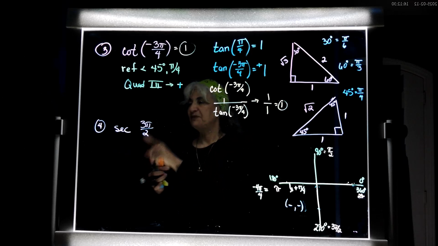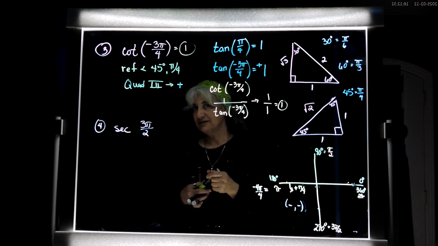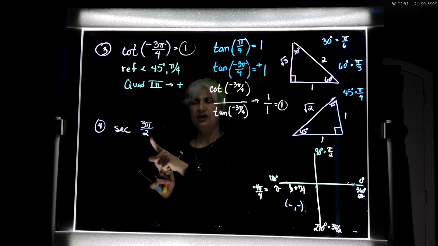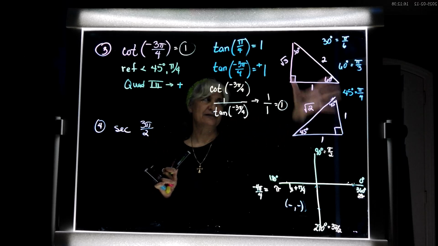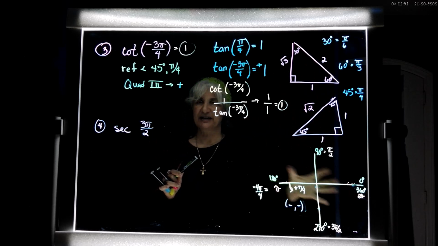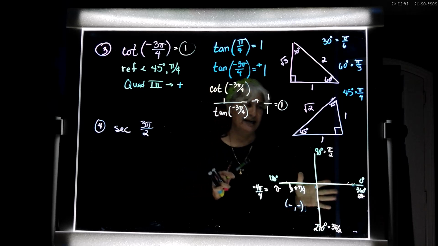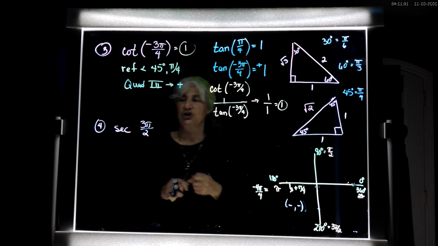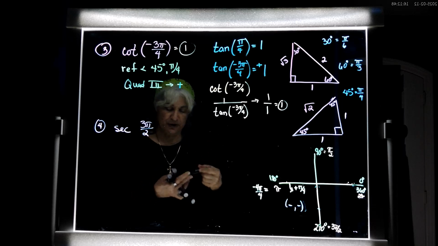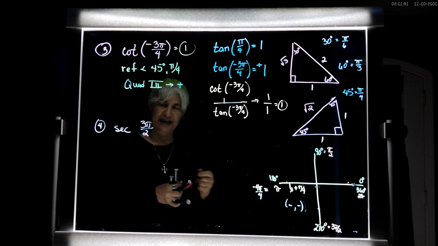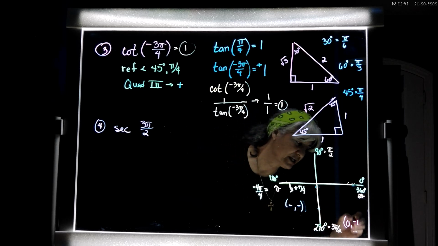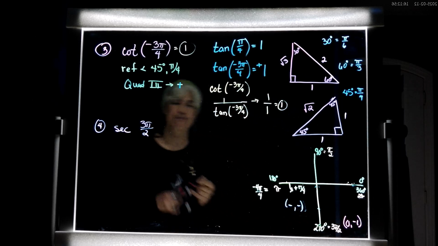Okay. Number 4. Did you get it? You're like, I think so. Okay. Denominator of 2 doesn't fall on a triangle. It falls on an x or y boundary line. And 3 pi over 2 falls on the y boundary line, doesn't it? So I have to remember that is what point? Good. 0, negative 1. Very good.